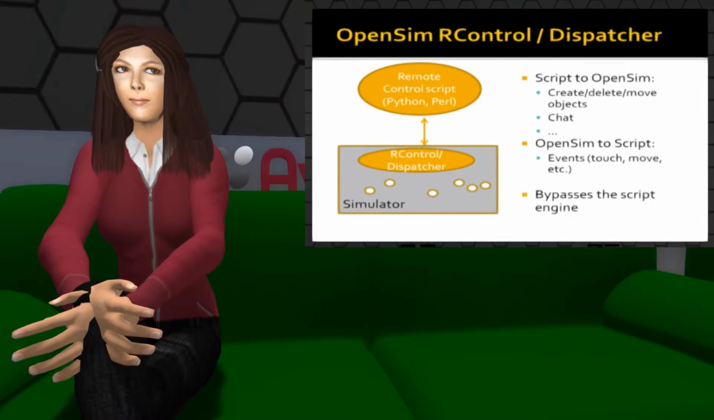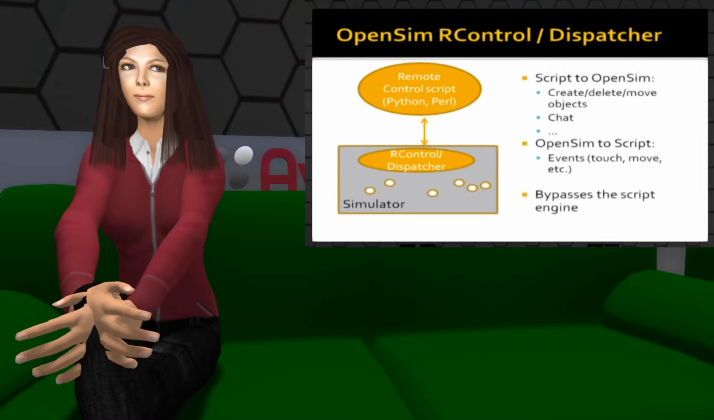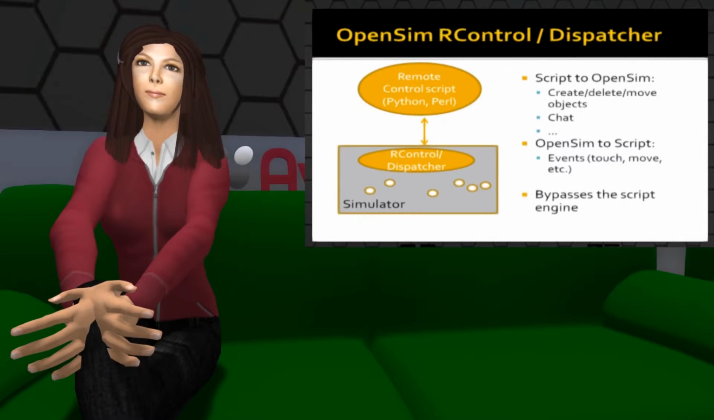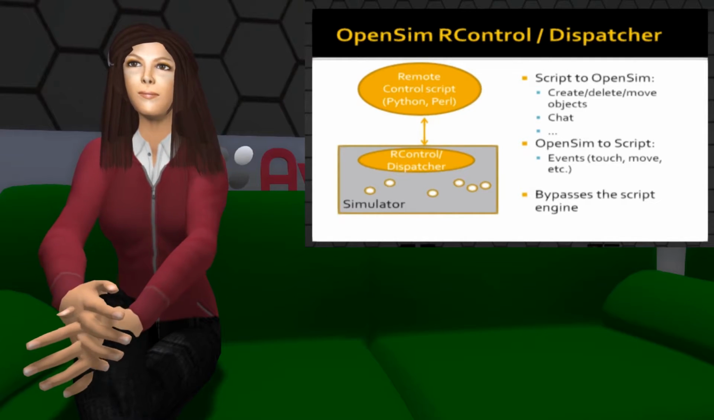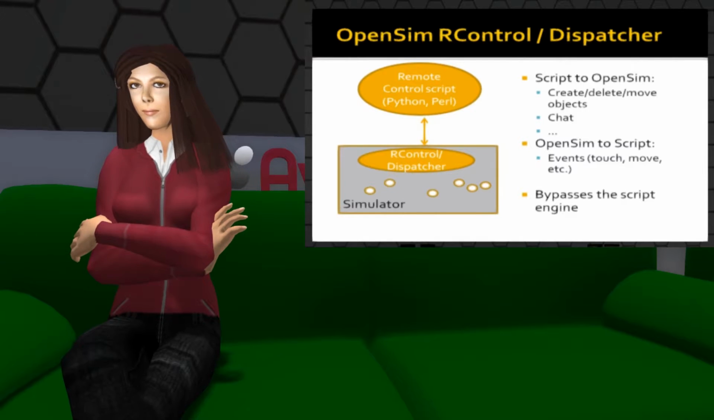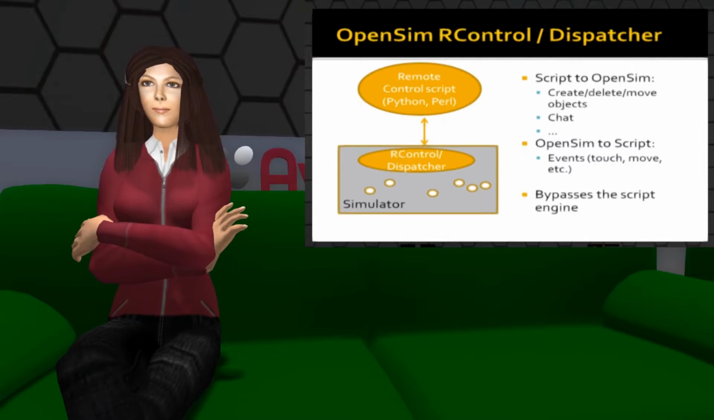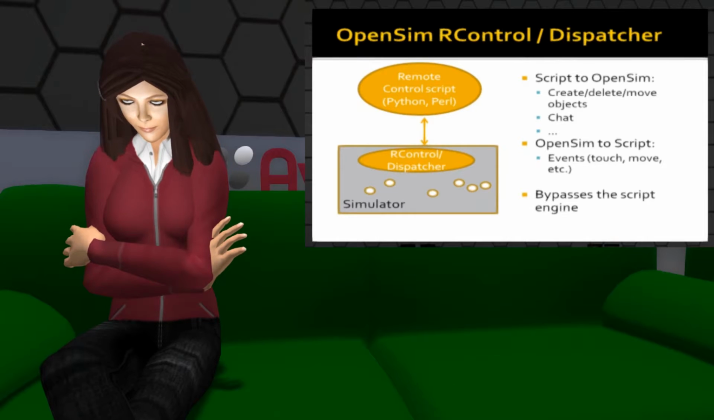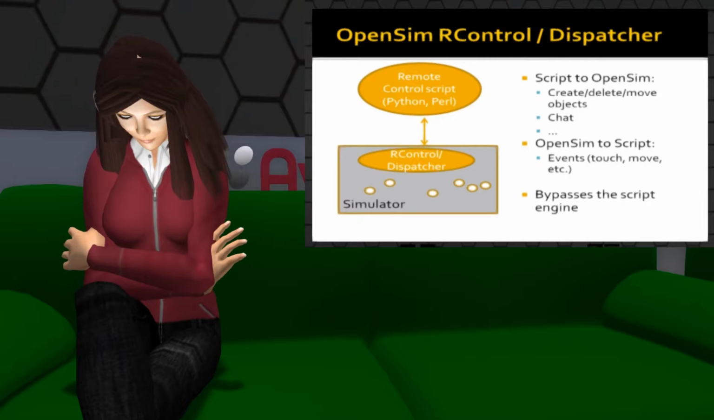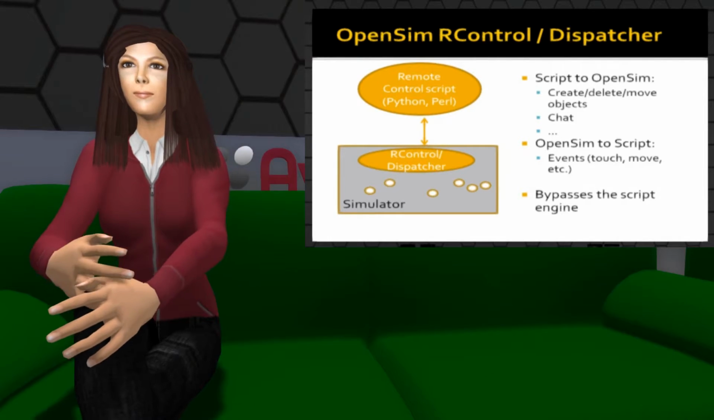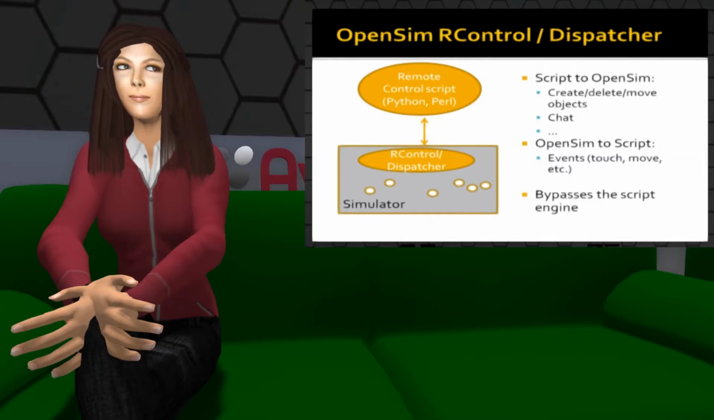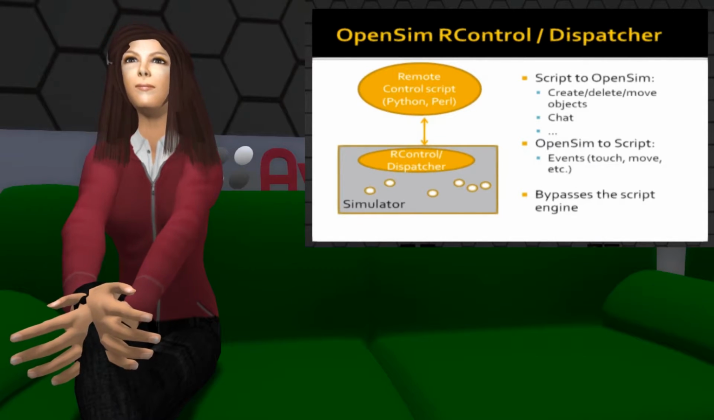And then back from OpenSim, the other direction, OpenSim to the script, there's the ability of capturing events. So the events right now are touch and move, because I needed the move event too. So if somebody changes something in one of these objects that are being tracked, then the remote script is notified and can react appropriately.